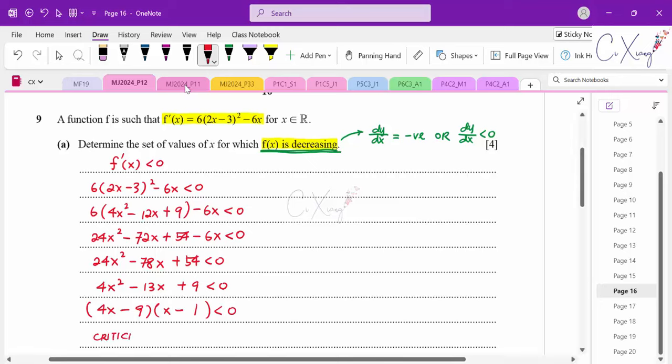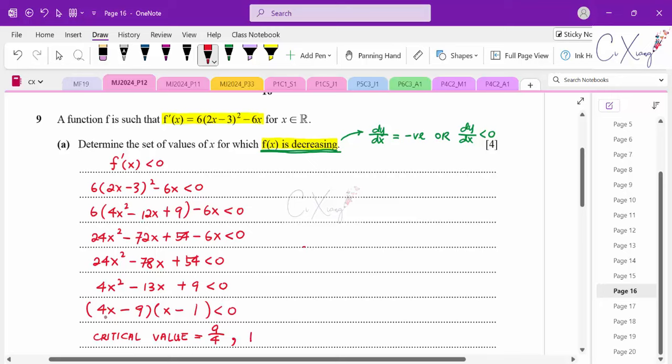To determine the inequality answer, you cannot directly just solve them in this way. So maybe you need to draw a number line or maybe the graph to help you a little bit. So I try to get the critical value first. You assume that 4x minus 9 equals 0, therefore your value of x is 9 over 4. x minus 1 equals 0, therefore your value of x is 1.